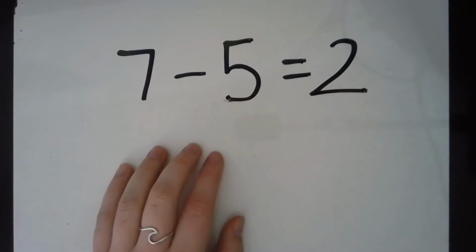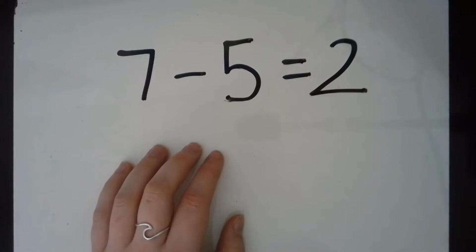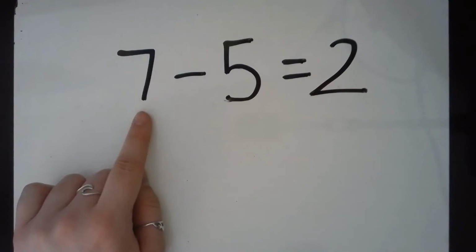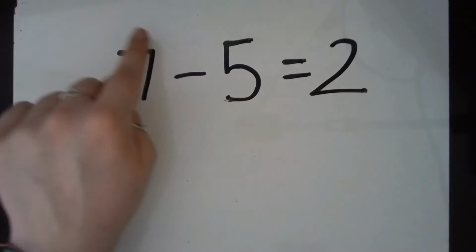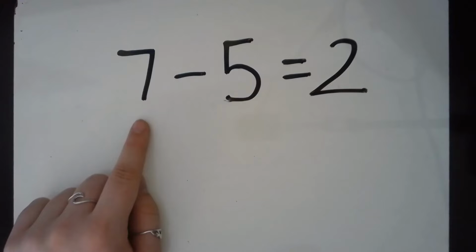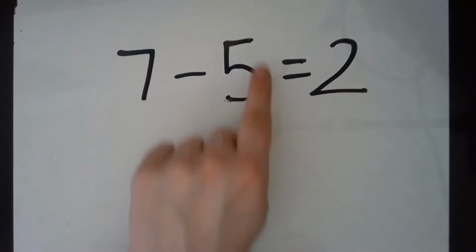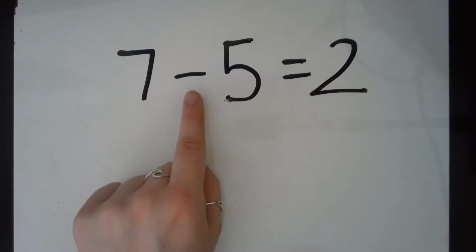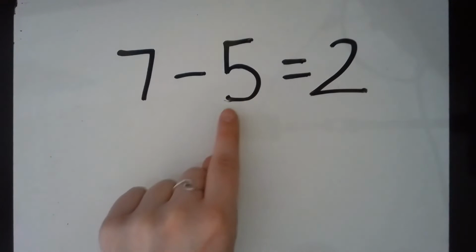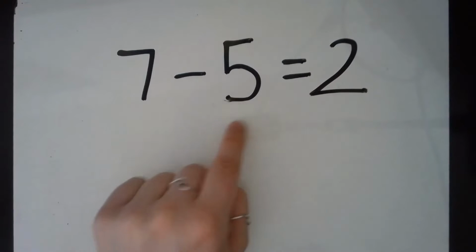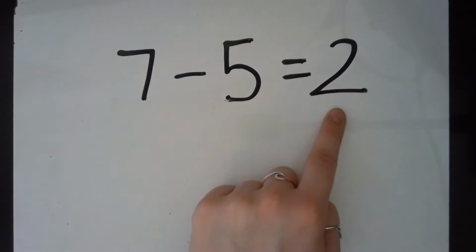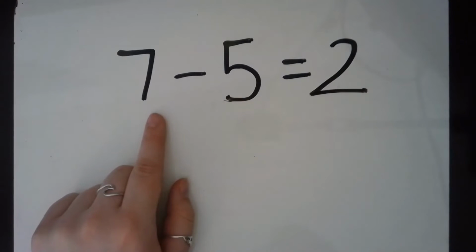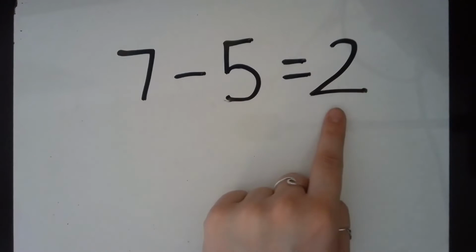We also talked about whole and part yesterday. When I point to the first number, this is our whole. This is what we have all together, our whole. This is what we start with. Then we take away, right? This minus sign means take away. Take away one of our parts. So this 5 is a part. We take away 5. We take away this part. And then whatever's here is what's left over. This is the second part of our whole. So our whole, part, part.